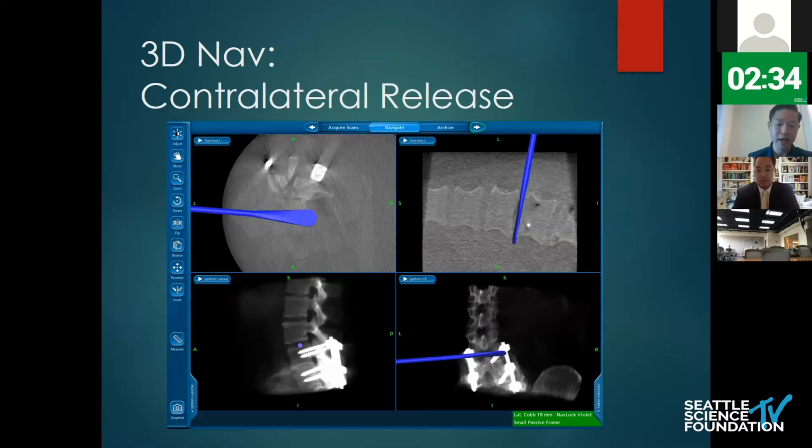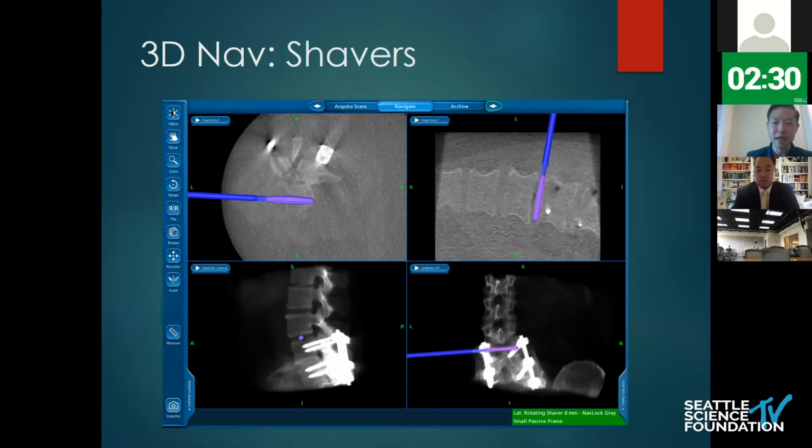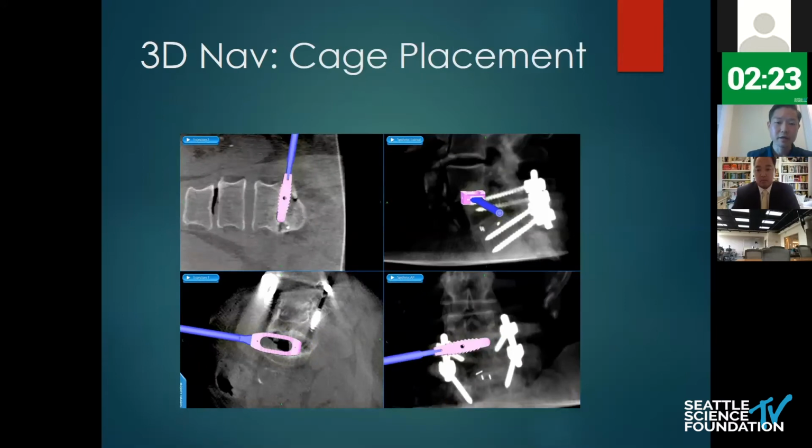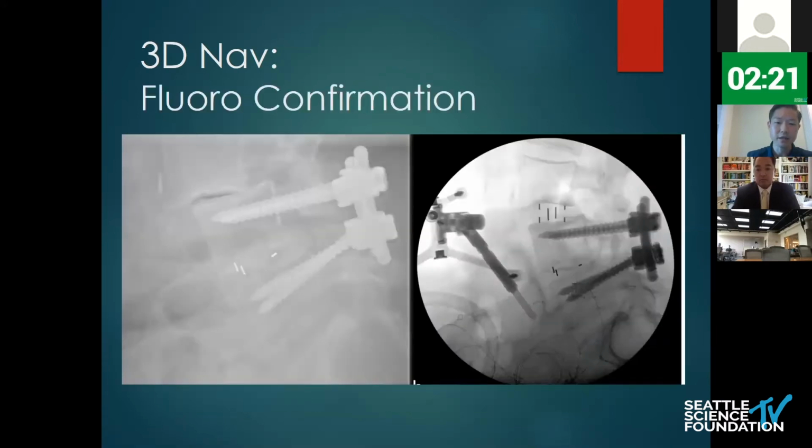Here's a navigated cob. You can do your contralateral release. Everything is navigated, so there's no question that you know where you are. And just a navigated trial. Here's your cage going in, and as you can see, you can accurately place the cage. This is all navigated. This is the first fluoroscopic image that was obtained, so hardly any radiation.